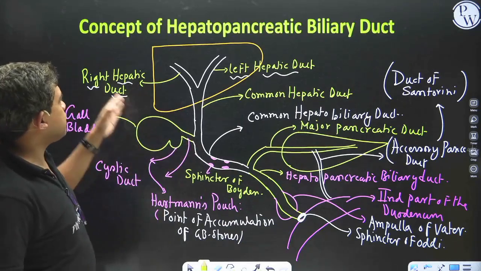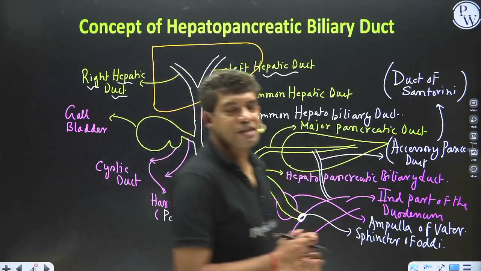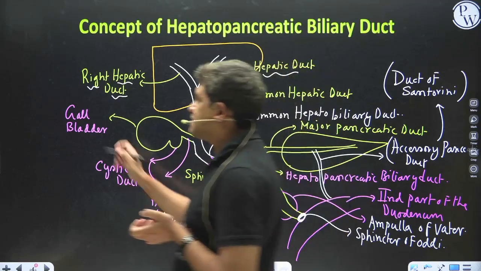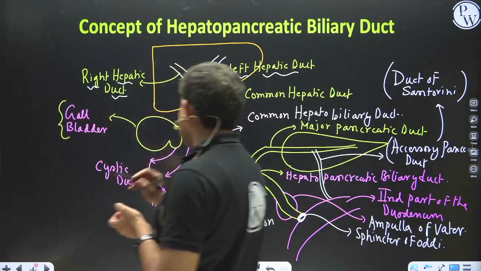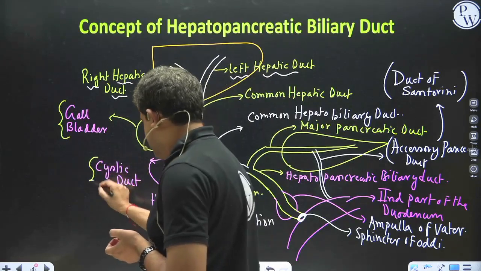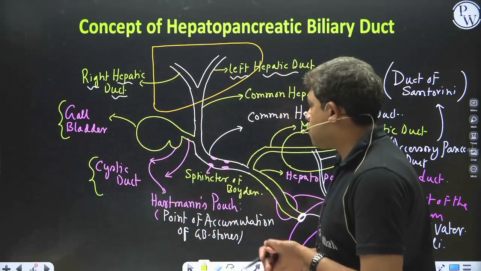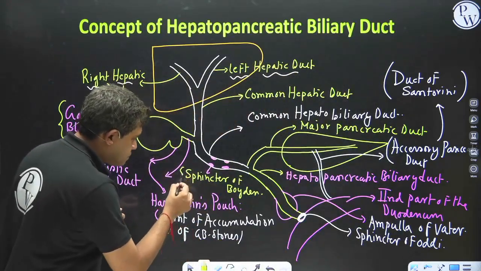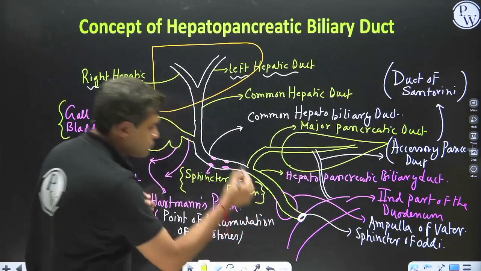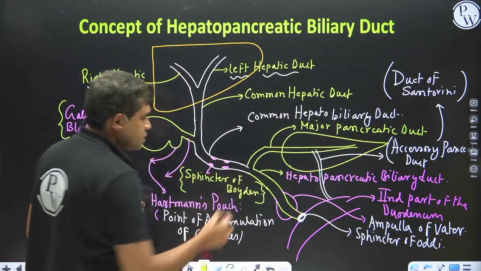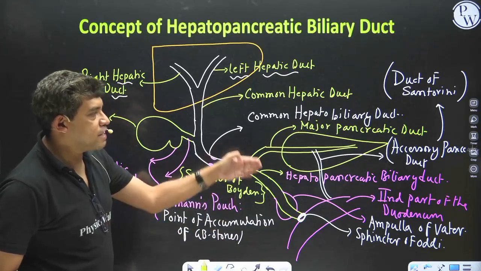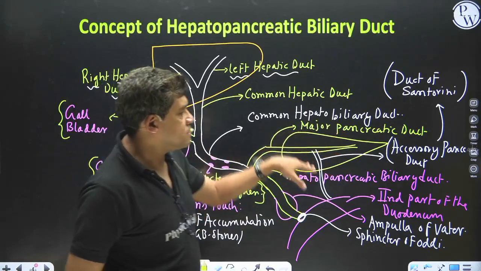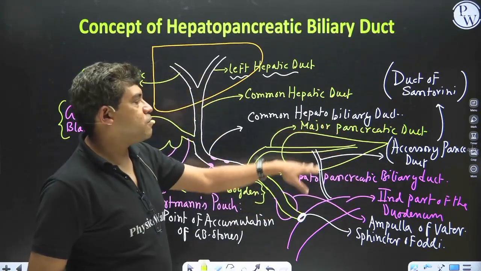Once again, the right hepatic duct and the left hepatic duct unite to form the common hepatic duct, which is associated with the gallbladder duct, termed the cystic duct. They form the common hepatobiliary duct, which is associated with the sphincter of Boyden, that unites with the major pancreatic duct. There is a major pancreatic duct and an accessory pancreatic duct, but I'm talking about this major pancreatic duct.